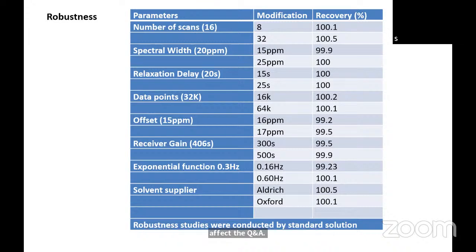Offset value, then receiver gain, RG value, exponential function, and then the solvent that we are using. All these are the factors to be verified in verifying the robustness of the method. So you can find some similarity between HPLC or other methods and NMR, but this is what we are supposed to do in the case of the qNMR method.